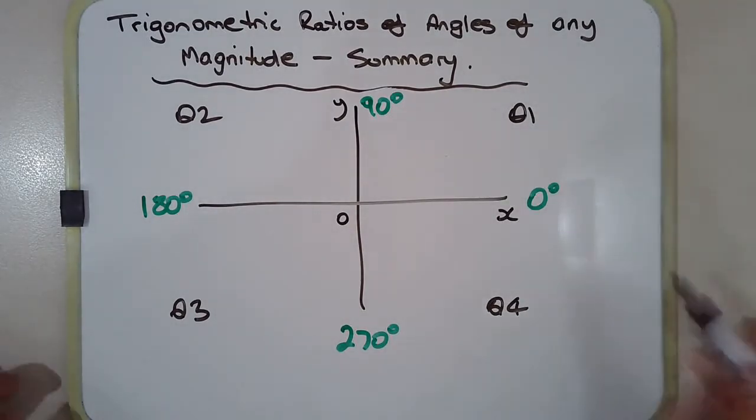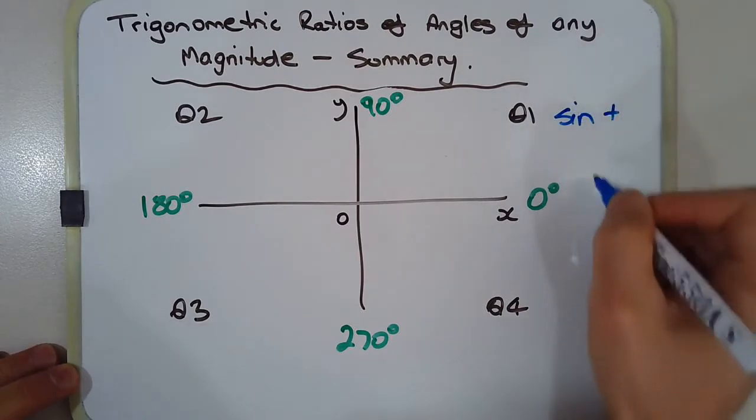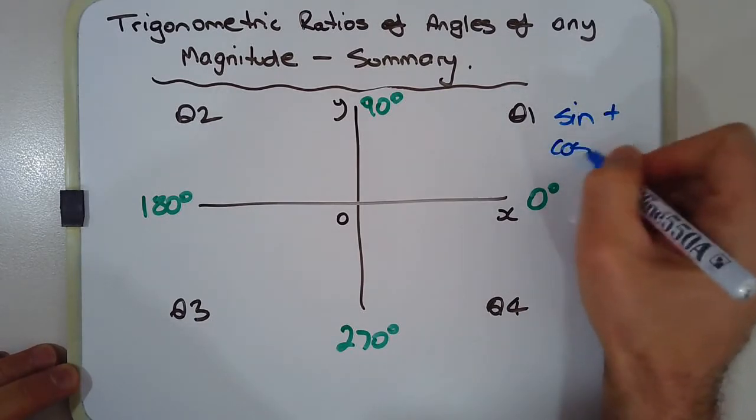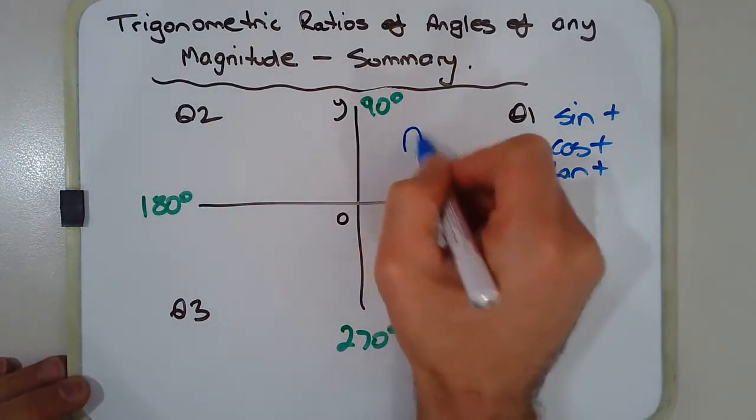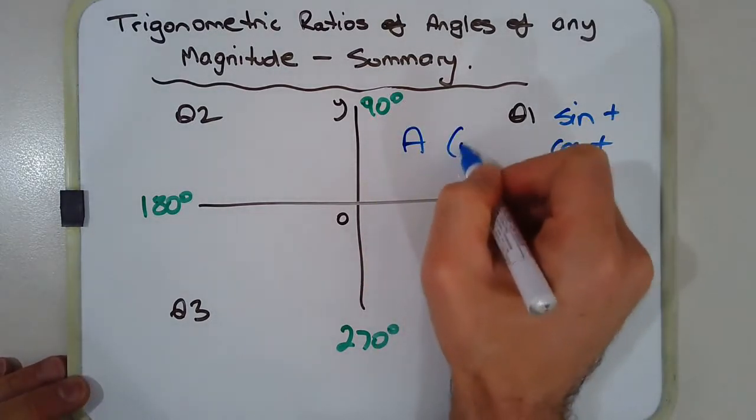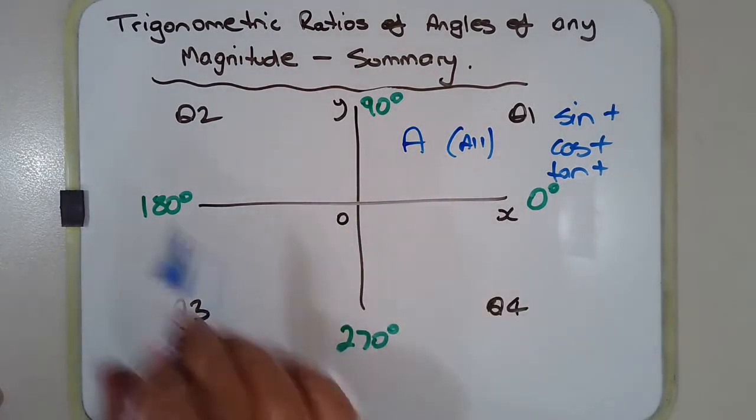Right, quadrant 1. In quadrant 1, we have sine positive, cos positive, and tan positive. So this is "all". That's learning this "all stations to central", which you may have heard of before. If you haven't, this is where it's coming from. So that's all.